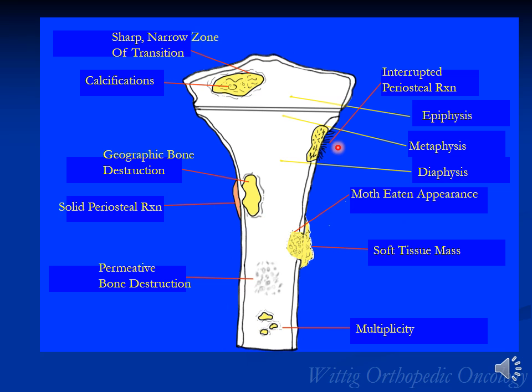Example of an interrupted periosteal reaction, where you have a sunburst reaction. Does it occur in the epiphysis, the metaphysis, or the diaphysis? Is there a soft tissue mass, and is it surrounded with an eggshell rim of calcification? Is there any evidence of multiplicity or multicentric disease?